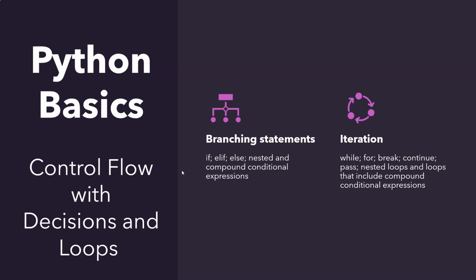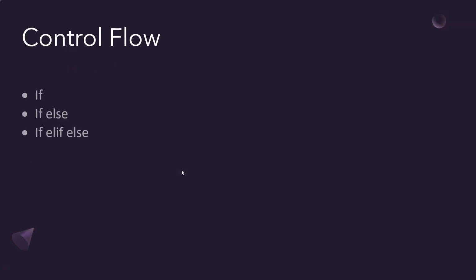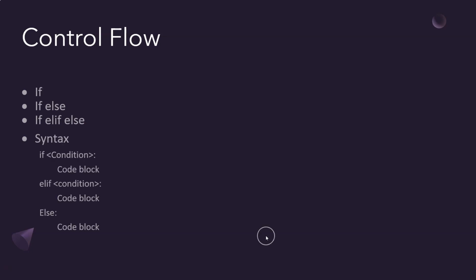There are two categories. One is branching statements, where we will cover if, elif, else statements, and then we will also go through iteration using while or for loop. Control flow using if, else, or elif. In programming, a lot of time we need to control the flow of the program using if else statement. So this is the syntax.